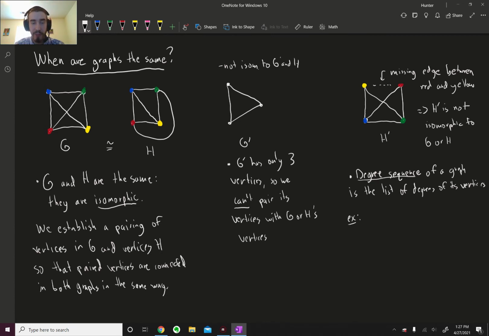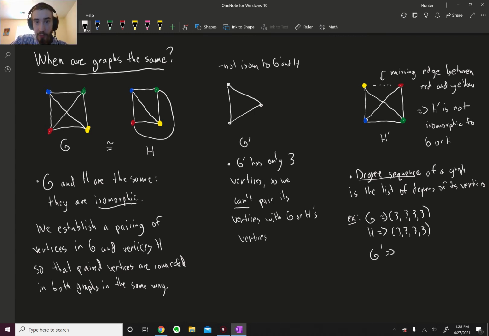We've got 4 graphs here, so I can write down the degree sequence for each of these 4 graphs. So G has a degree sequence of 3, 3, 3, 3. It has 4 vertices that all have degree 3. H also has 4 vertices that all have degree 3, so its degree sequence is also 3, 3, 3, 3.